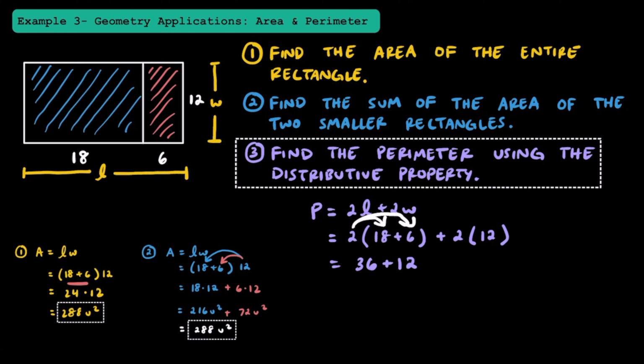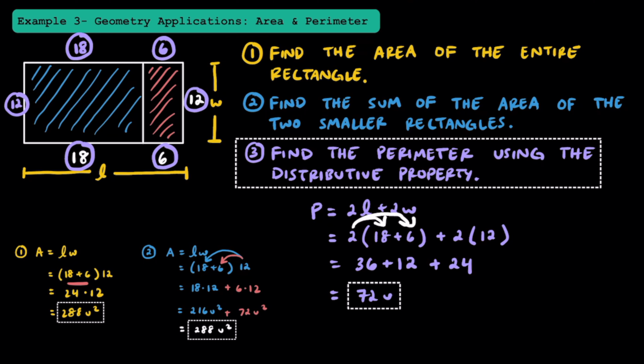Hopefully it makes sense why we have two 18s, because we have an 18 down here on the bottom, so we have an 18 up here on top. We have a 6 down here on the bottom, so we have a 6 up here on top as well. 2 of the 18s make 36, and 2 of the 6's make 12. And then multiplying this 2 times 12, we get 24. The two 12s, or 24, comes from this 12 on the right, and this 12 on the left. Adding together this 36, 12, and 24, that's going to be a total of 72 units. Using the distributive property, this is the perimeter of the rectangle.